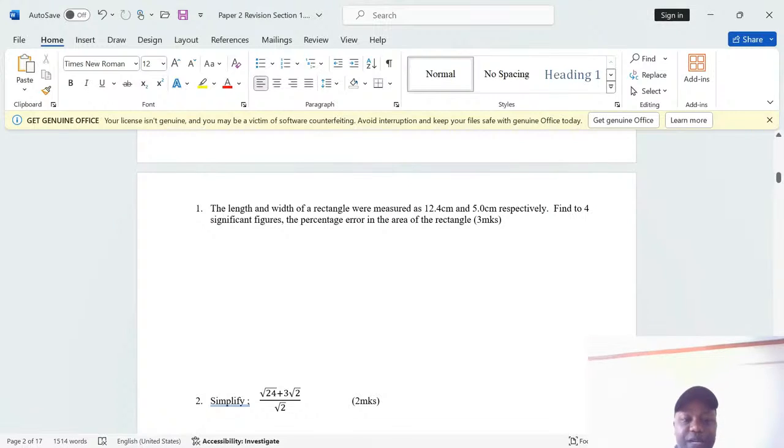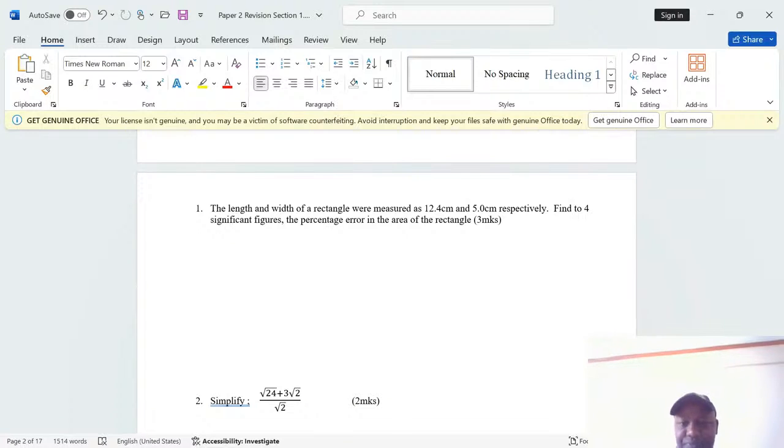The question is talking about the length and width of a rectangle measured as 12.4 centimeters and 5.0 centimeters respectively. Find to 4 significant figures the percentage error in the area of the rectangle.